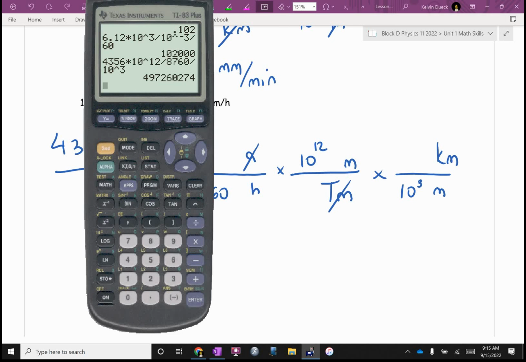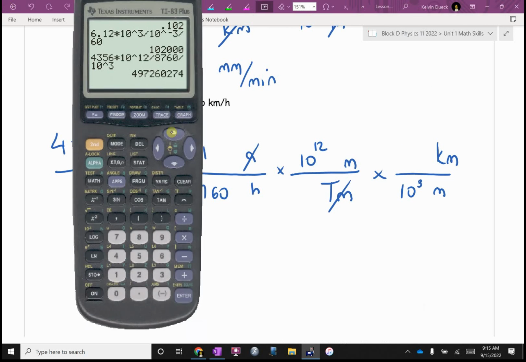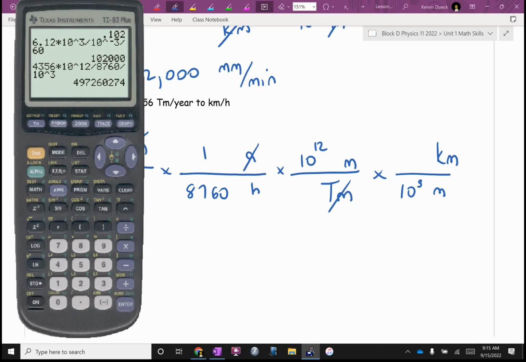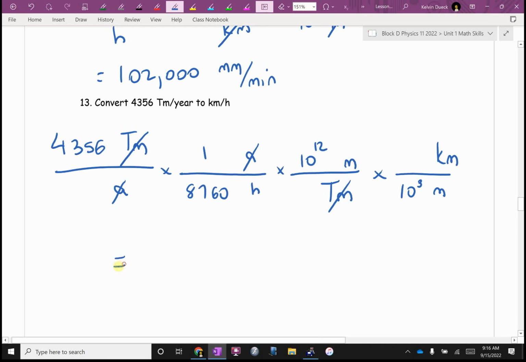Is that right? 497260? That seems too big to me. No, maybe not. It's Tera's. Okay. Is that right? I got 497260274. You got anybody else? Yeah? Okay. I don't want to write all that. I'm going to go 4.97 times 10 to the 1, 2, 3, 4, 5, 6, 7, 8.